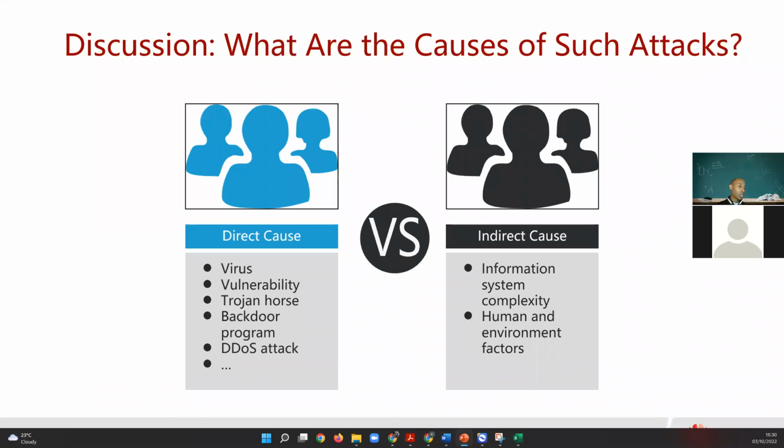For example, WannaCry took advantage of port 445 in Windows, which was, I think, an open port. And just like that, one small human error in development causes losses of billions of dollars, which is crazy.